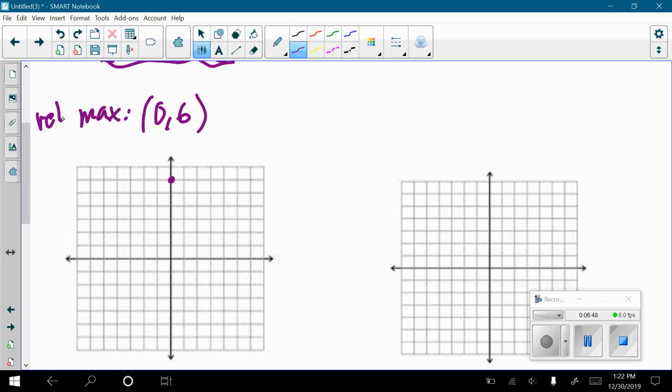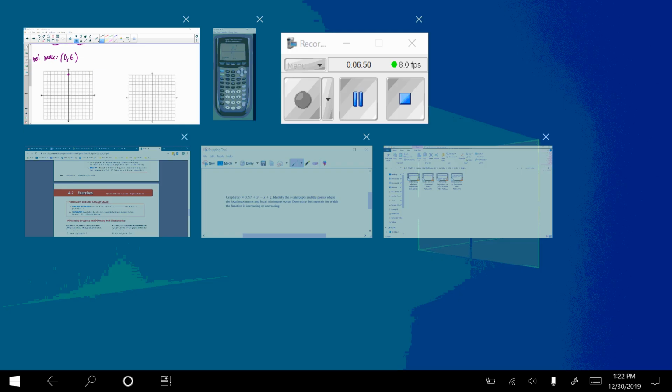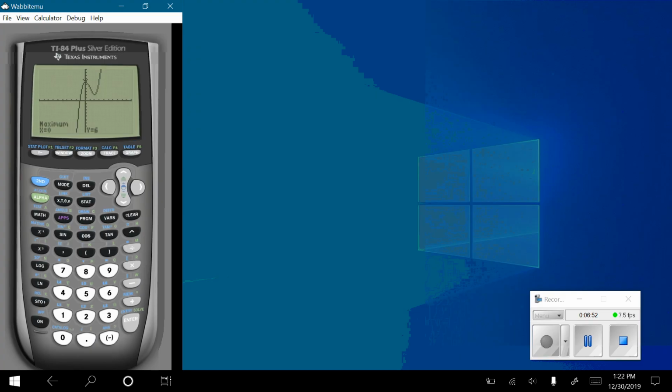Okay, now I'm going to go back to my calculator. I see that over here, there's a minimum, but I don't know exactly where it is. Don't assume it's at whole numbers. It could be at 2.1, 3.6645. You have no idea. Ask our calculator. We're going to hit second calculate. This time we're going to use not the maximum, the minimum feature.